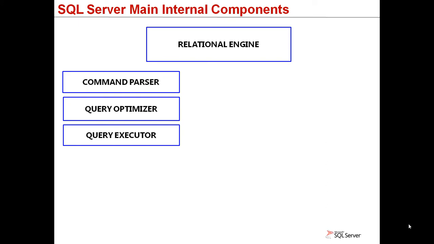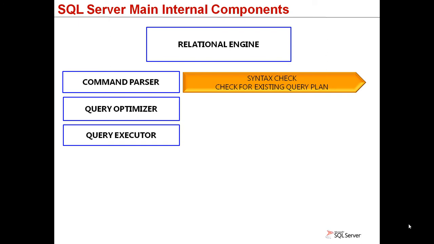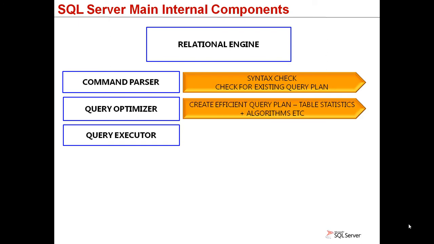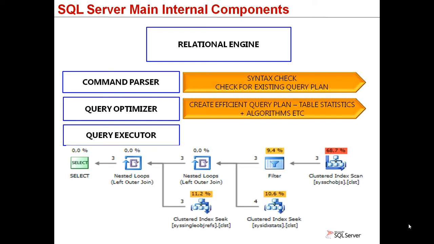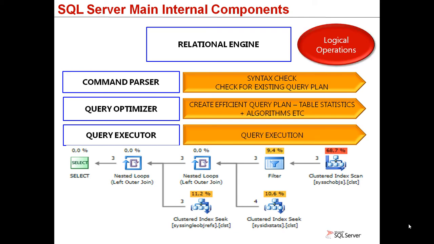The query optimizer plays an important role. It has the duty to generate an efficient query plan based on its cost, which may vary according to what information is available for processing, such as recently updated statistics. And the query executor, whose name already says what it does, is responsible for processing the query in the CPU itself. This image shows an example of a graphical representation of a query plan generated by the query optimizer. In summary, these are logical operations.